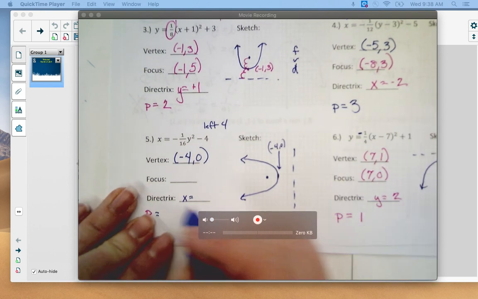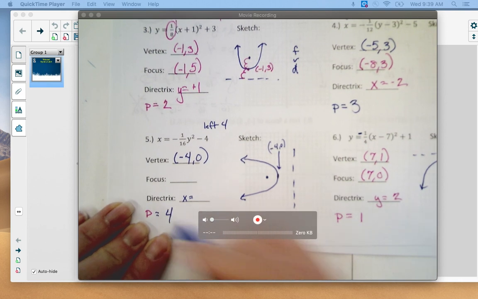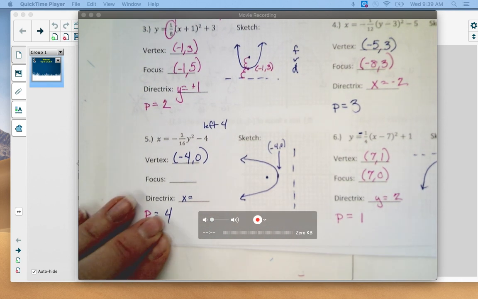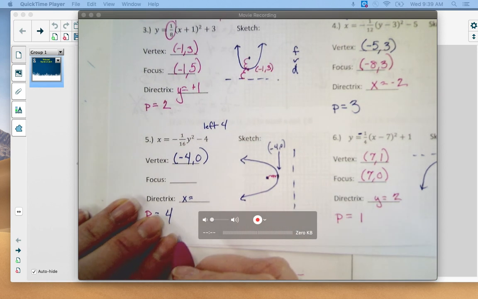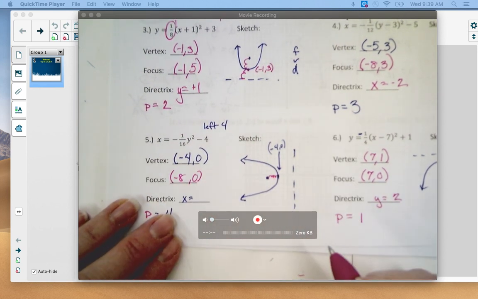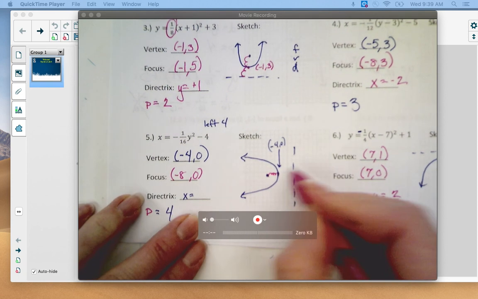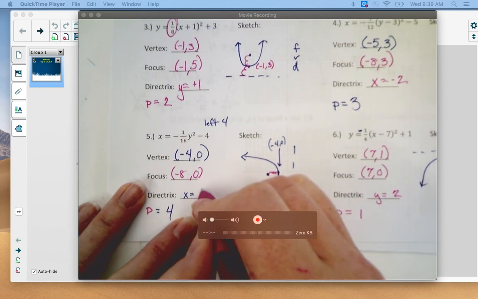And what would your focal length be? Do we agree with focal length of 4? Are we okay with that part? All right, then take that -4, 0. If I go to the left 4, I know that's going to have the same y value, that's going to bring me to -8, 0. And if I go to the right 4, that's going to be x is equal to 0, the y-axis.